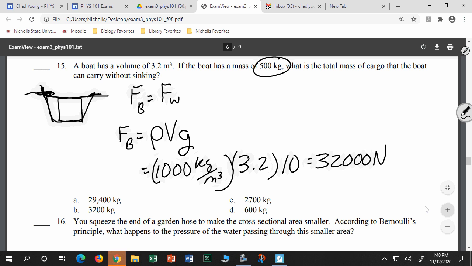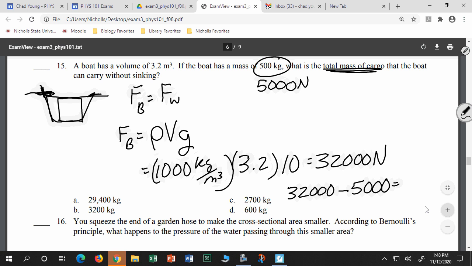The boat itself requires 5,000 newtons. So the total weight of the cargo is going to be 32,000 minus 5,000, just subtracting out the weight of the boat. Make sure that you read this carefully. This is asking for the total mass of the cargo. In other questions, I've asked for the cargo plus the boat. Just read that carefully if you have a question like this.